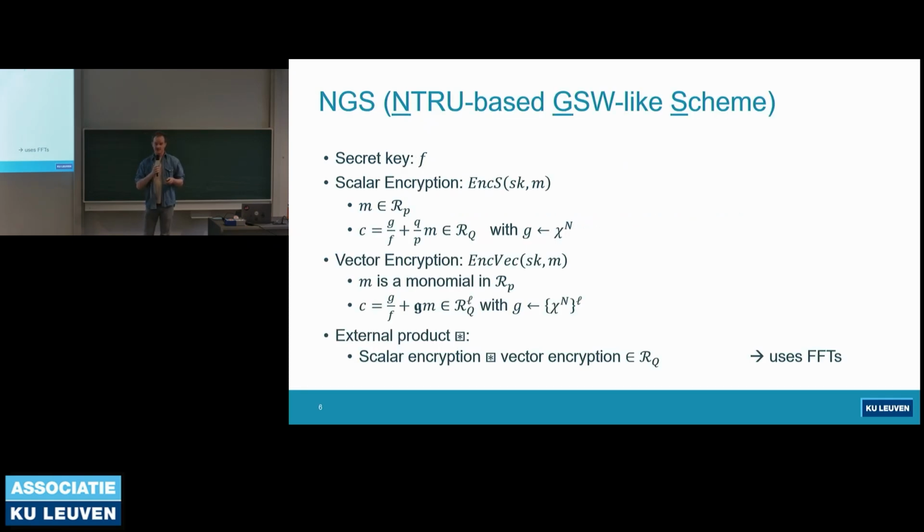So then I need to introduce NGS, another one. I'm not going to go too deep into the maths of it, but we have two types of encryption: a scalar encryption, where the result is a polynomial, the ciphertext. We have a vector encryption, where the ciphertext is a vector of polynomials. I'm not telling you the decryption here because we don't need it in FINAL, actually. And I should also say that there's an external product, which is a product between a scalar encryption and a vector encryption. The result of that is also a scalar encryption again, and doing that uses FFTs, fast Fourier transform.